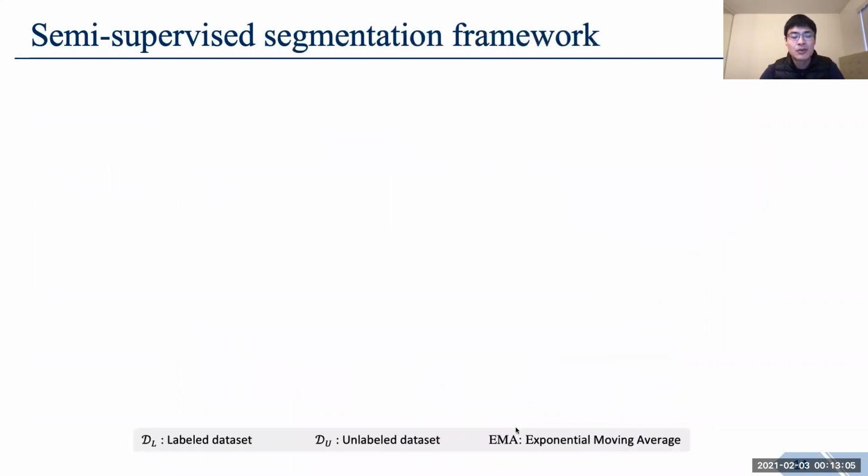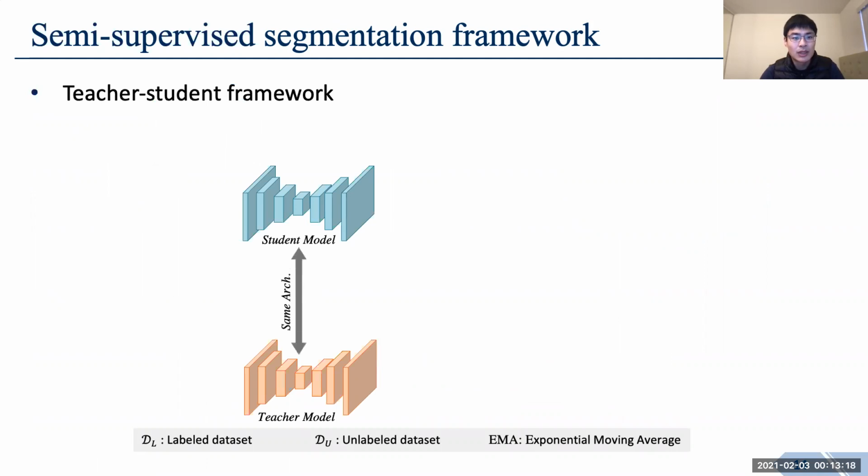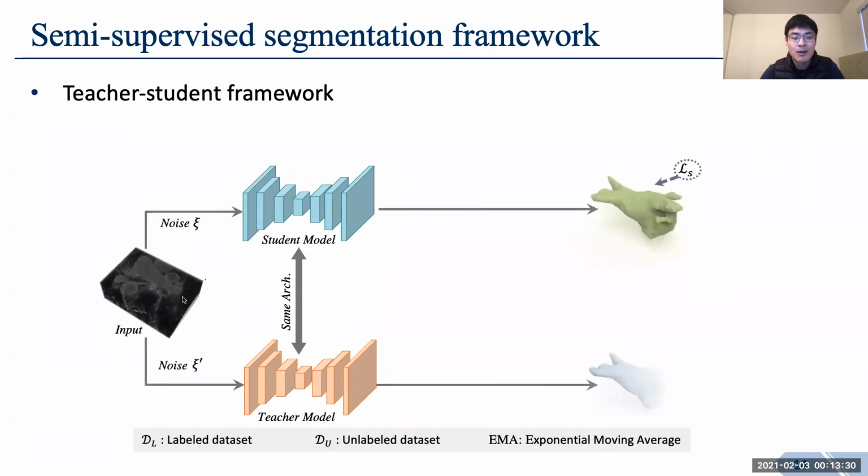However, most of the previous semi-supervised learning focused on image classification. So in our work, we first propose a semi-supervised segmentation framework. This framework is based on the teacher-student strategy. So we have a student model and a teacher model. The network architectures of the two models are the same. For the unlabeled data, we add different noise to the input data and feed the noisy inputs into the student model and the teacher model so that we get two predictions.